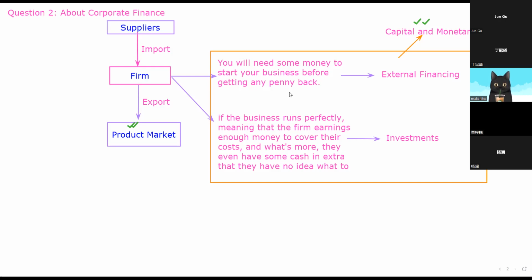So given that we have two markets to deal with, one is the product market, the other is the capital and monetary market. Then, why do we need corporate finance?